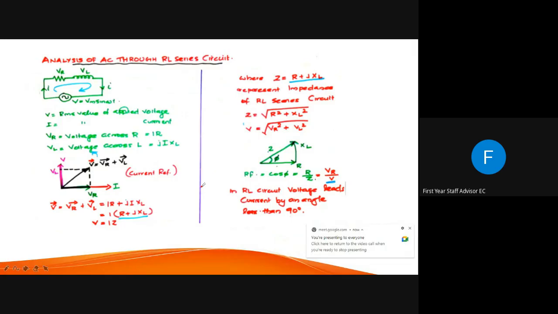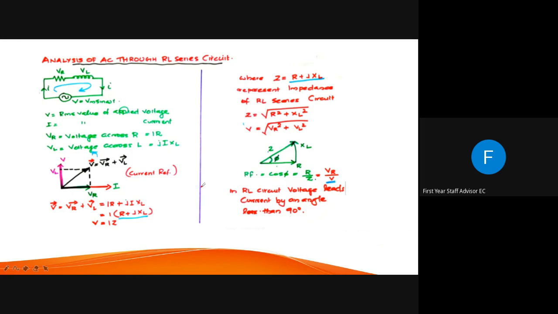Analysis of AC through RL series circuit. So what is an RL series circuit? An RL series circuit means there are two components, one is a resistor, one is an inductor. It will show the combined effect of resistor and inductor.